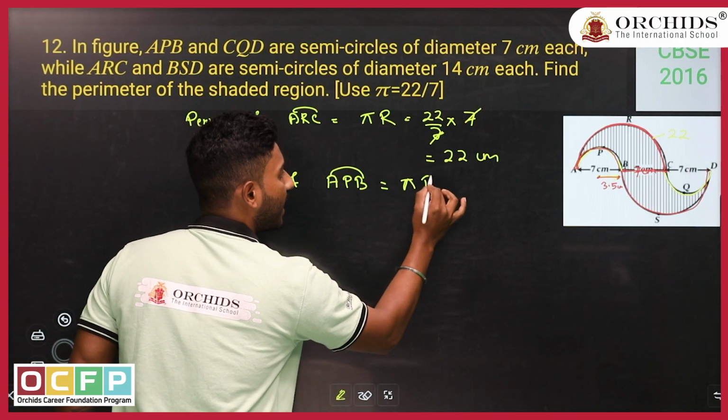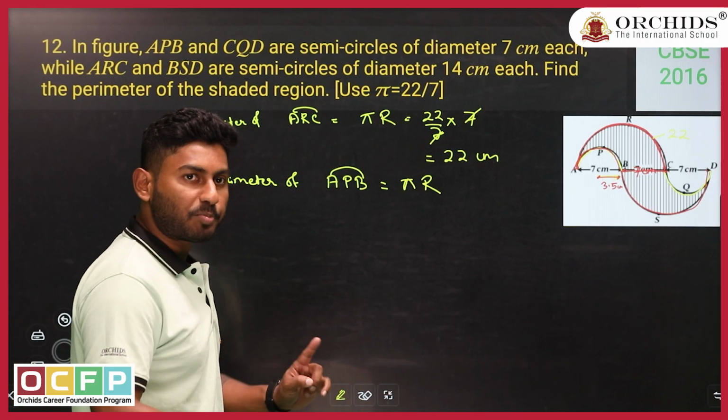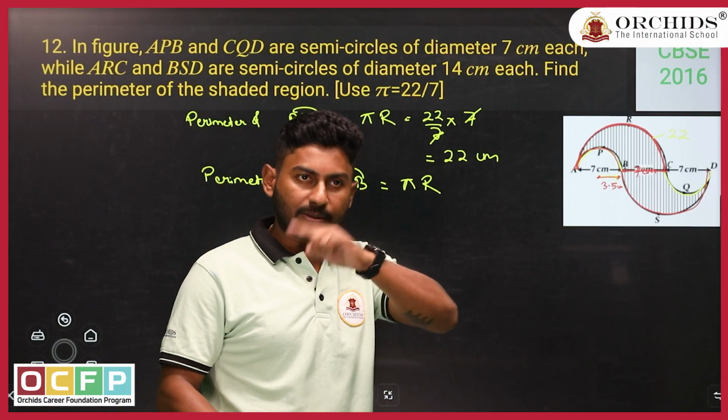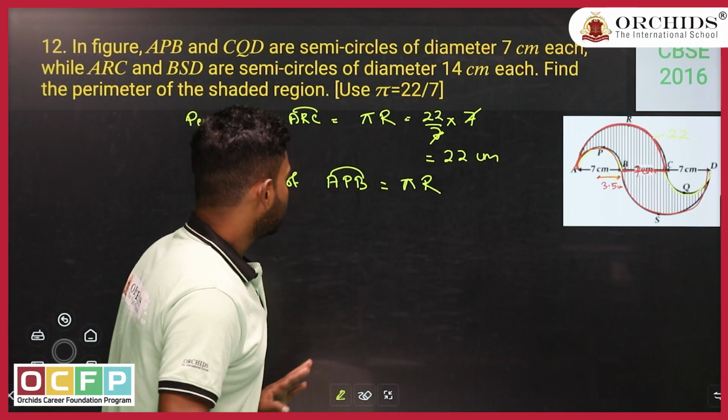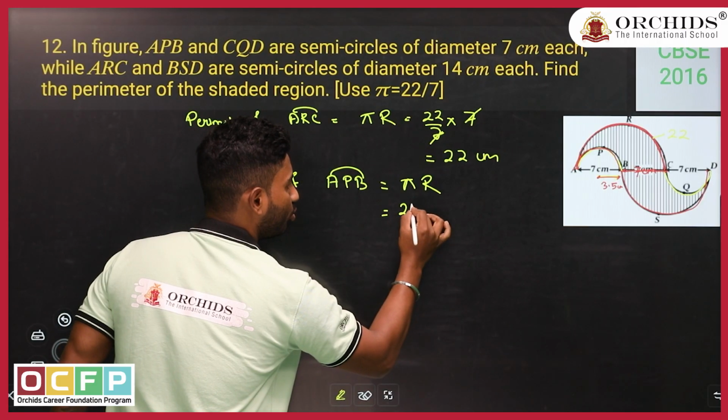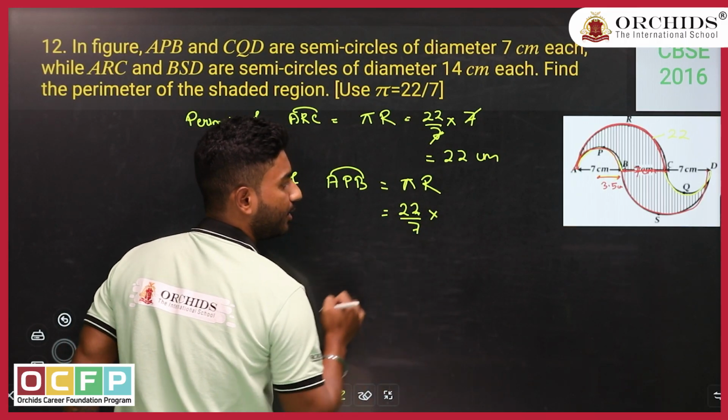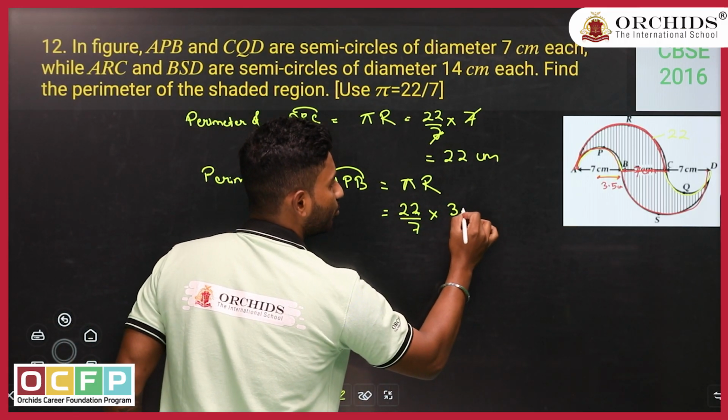Again same formula, pi r. Why not 2 pi r? 2 pi r is for the whole circle. For a semicircle it is pi r. Fine. So here 22 by 7 into r is how much?